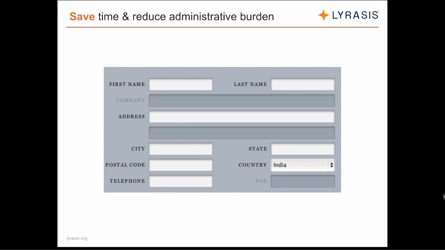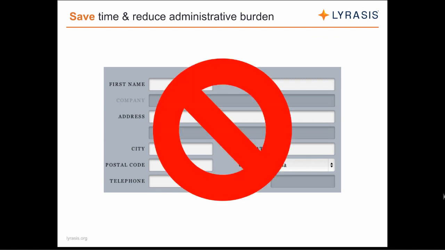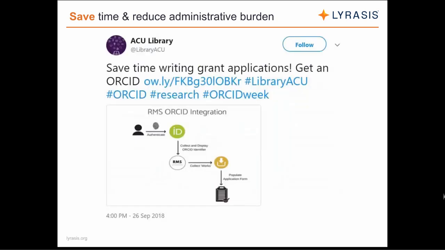So with this automated transfer of data, individuals can spend less time entering information in forms and updating their records, and institutional administrators can spend less time checking form entries for accuracy and tracking down data needed for various workflows. And I've got another tweet for you that illustrates an example from the Australian Catholic University, where their grant application system is connecting with researchers' authenticated ORCID IDs, importing works data from ORCID records, and then pre-populating forms to save time for both researchers and administrators.